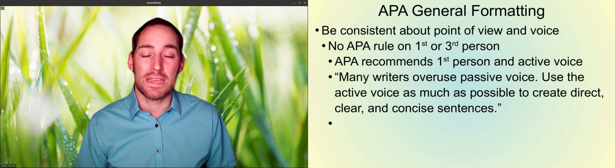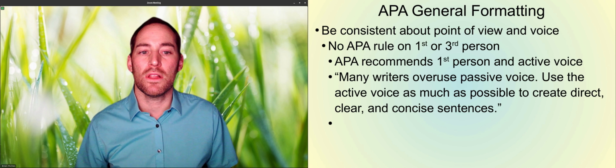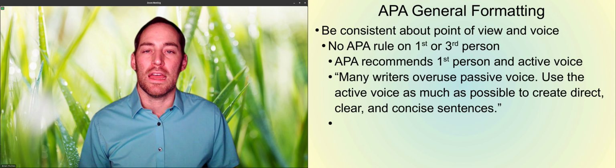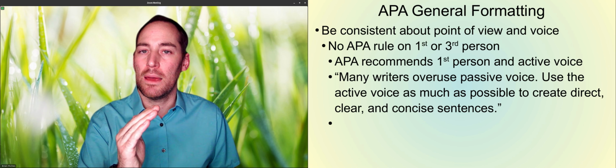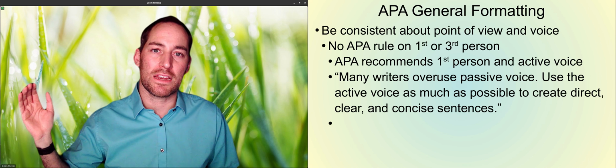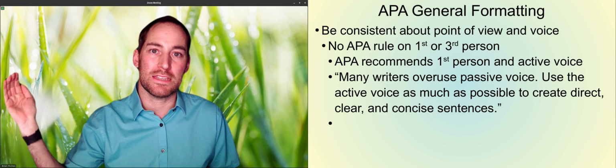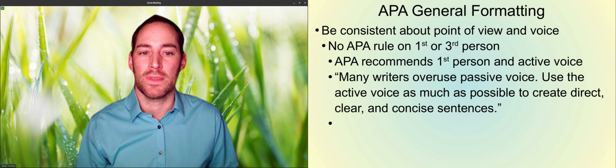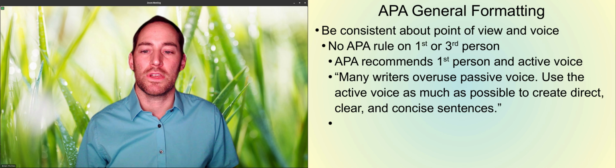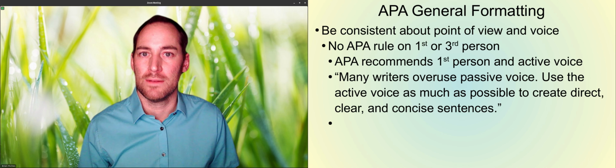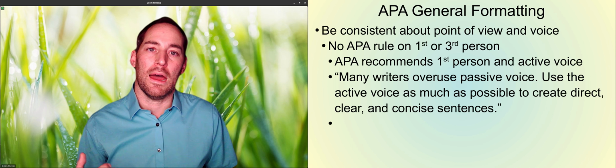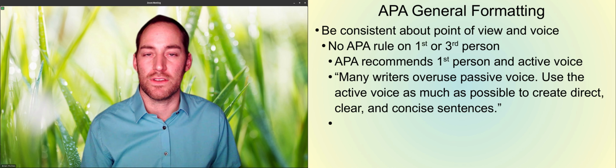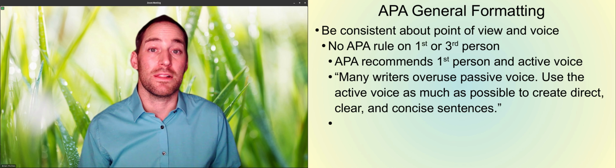So one of the reasons APA made this change is because there was a lot of overuse of passive voice, and that can make things confusing. Essentially you read through the whole sentence before you find out what's happening, versus with active voice you find out the subject of the sentence in the beginning and then go through the sentence. So a lot of writers overused passive voice in the past, so use active voice as much as possible to create direct, clear, and concise sentences. And that's a real focus of APA, is writing clearly, concisely, getting to the point of your sentences, of your sections of your paper, being as concise and clear as you can.